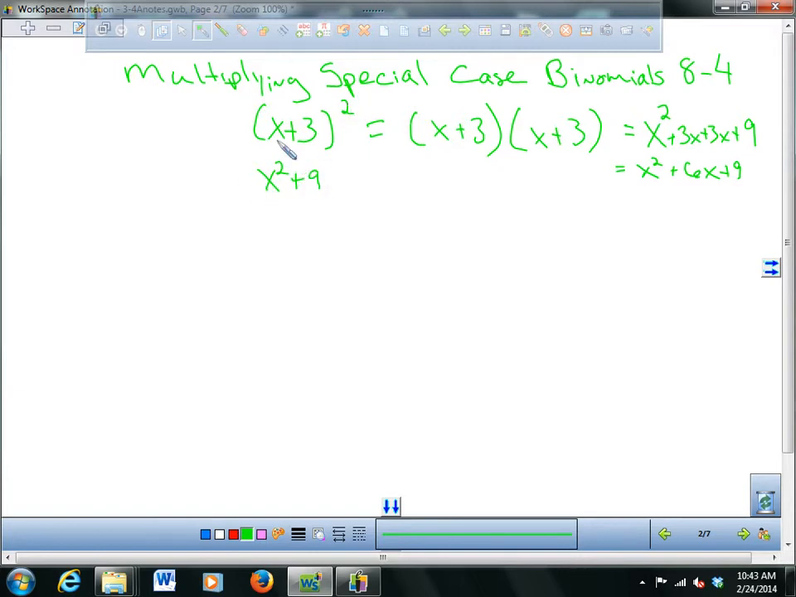No, because you don't just square this and square this. This means x plus 3 times x plus 3. So there are those middle terms, the first and the outer terms, that I need to take care of. So that's x squared plus 6x plus 9.